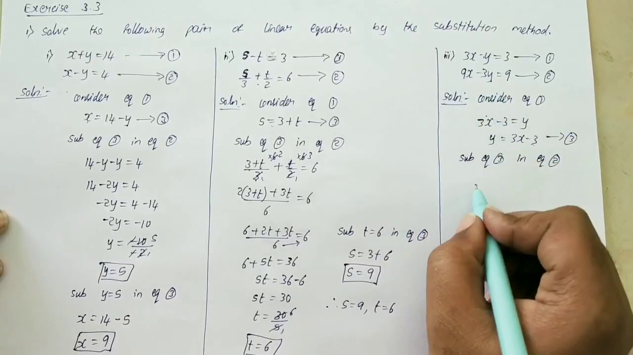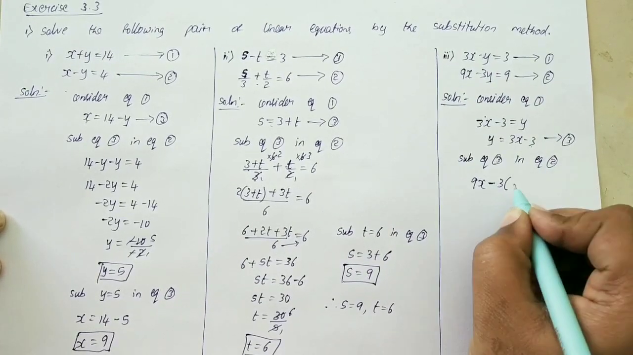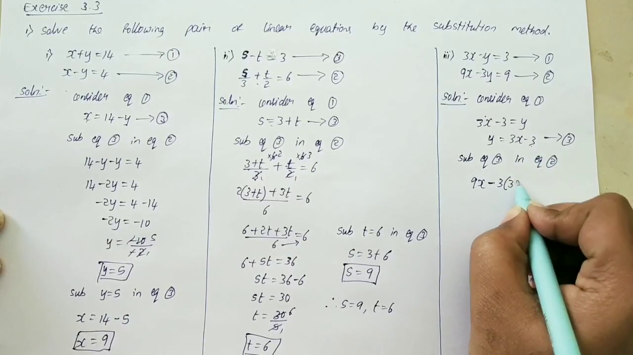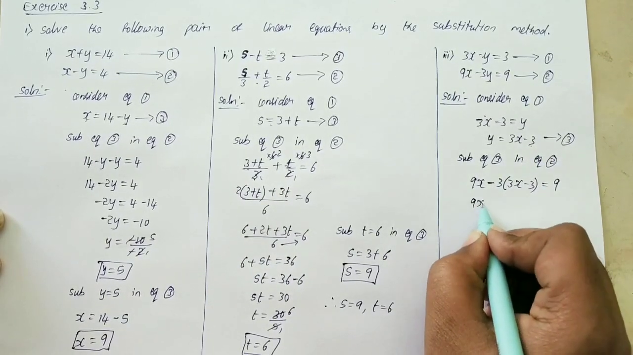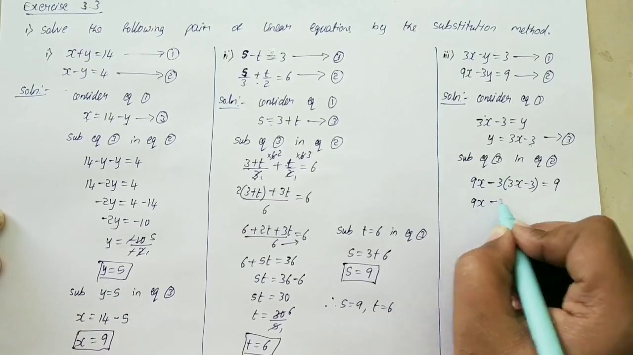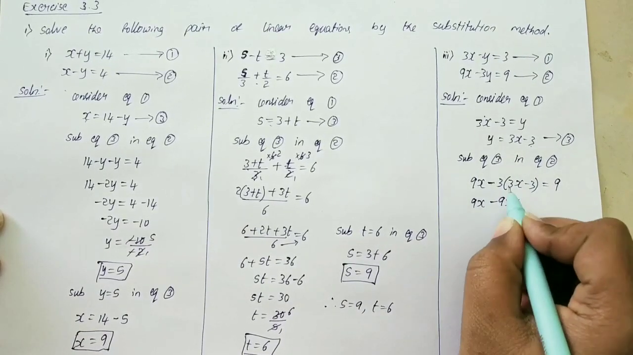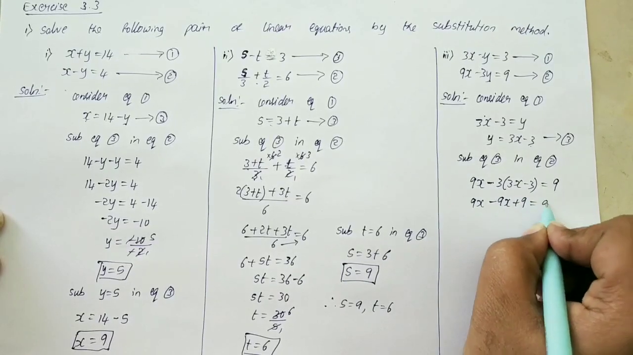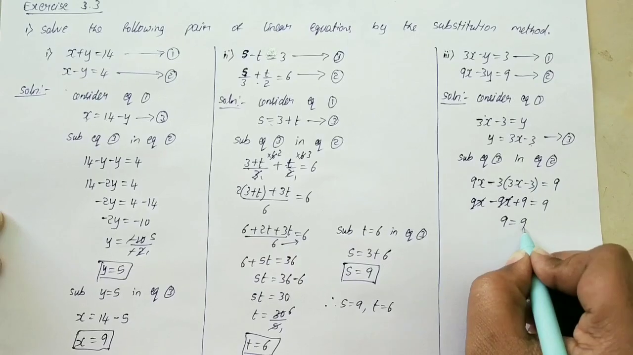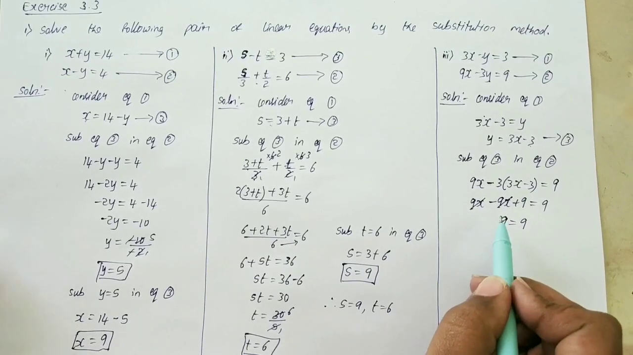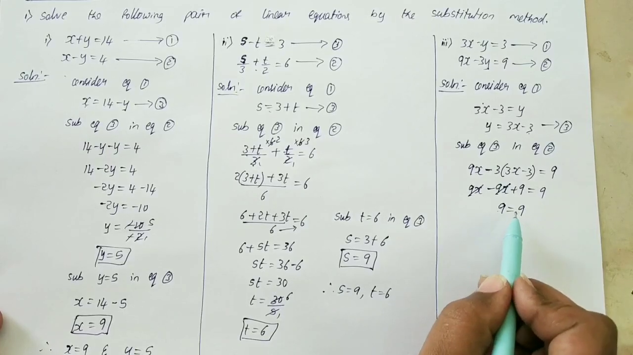So this 9x as it is, minus as it is, 3 as it is. In place of y, I will write 3x minus 3 is equal to 9. So 9x as it is, minus into plus, minus 3 into 3x, 9x, minus into minus plus 3 into 3, 9 is equal to 9. Here plus 9x minus 9x cancel, remaining 9 is equal to 9. So x term is cancelled, right? So we don't have any variable here and we got LHS is equal to RHS.